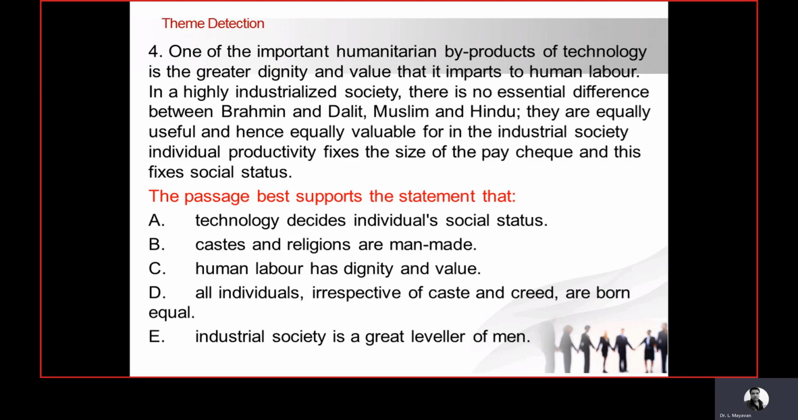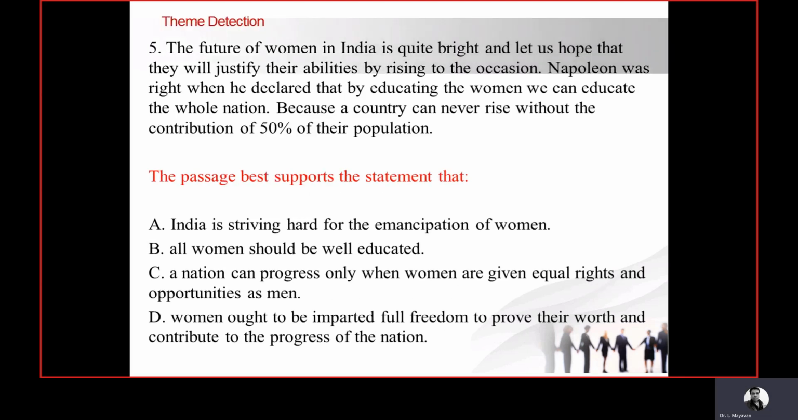All individuals, irrespective of caste and creed, are born equal. It is not discussed. Industrial society is a great leveler of men. It is not discussed. So option C, human labor has dignity and value, is the right option. The fourth one, option C, is the correct one. Okay, now let us move on to the fifth one, and let me read. Can anyone read?